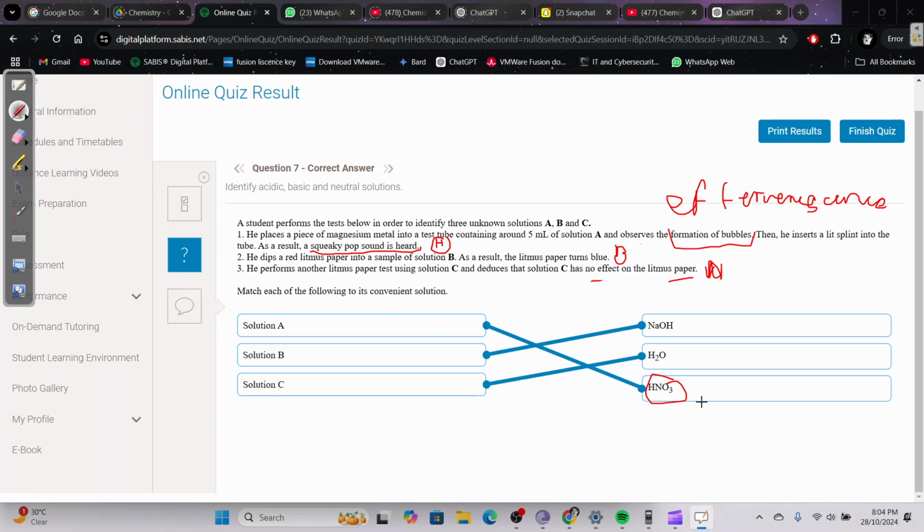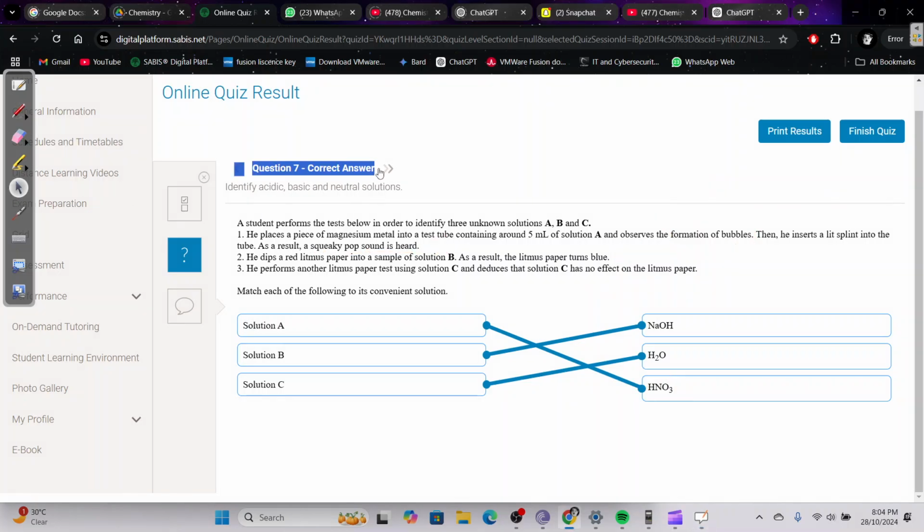Now solution A. You see hydrogen here. That's basically how you identify it, because effervescence or the formation of bubbles could also mean carbon dioxide is forming. But if you get a squeaky pop from the splint, this straight away means it has hydrogen. So basically, you find this by process of elimination.